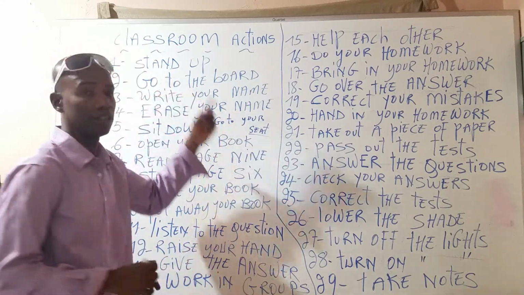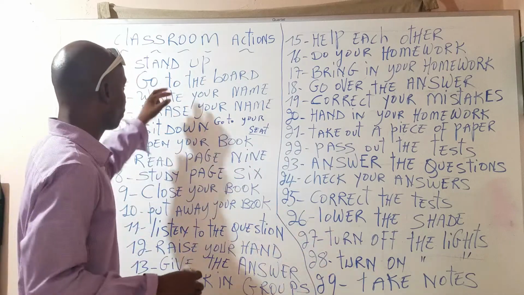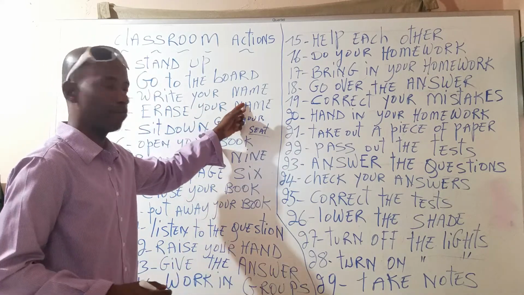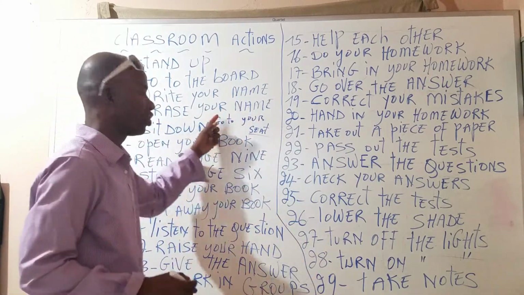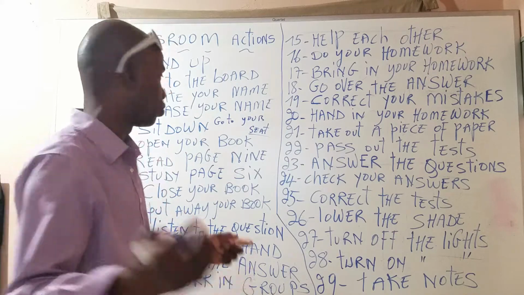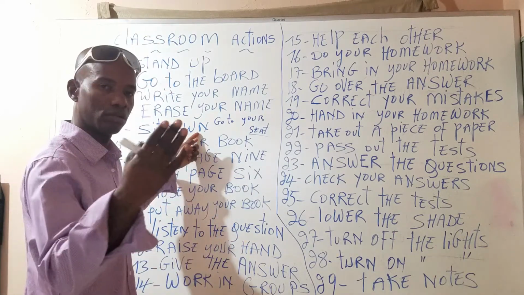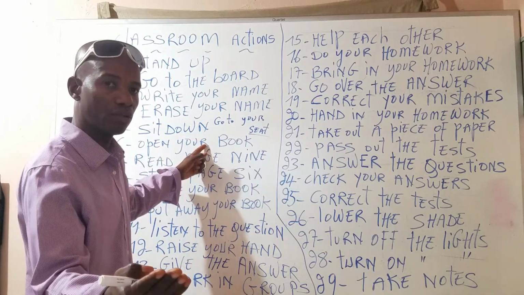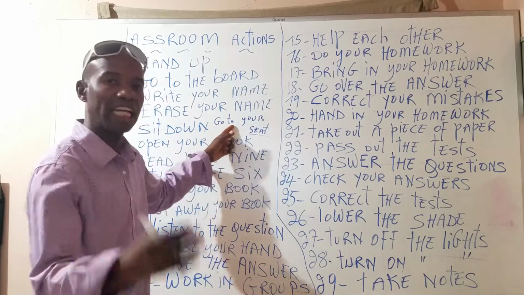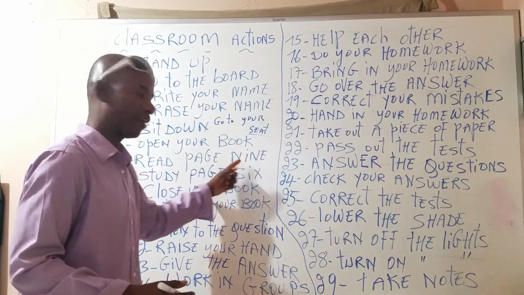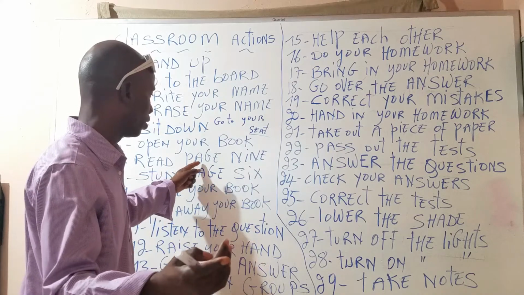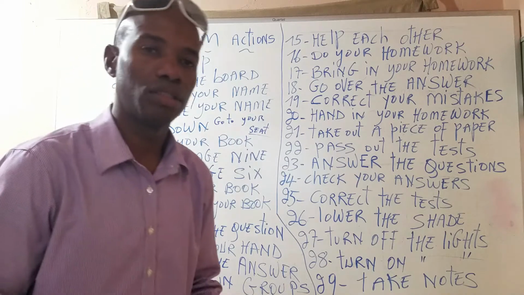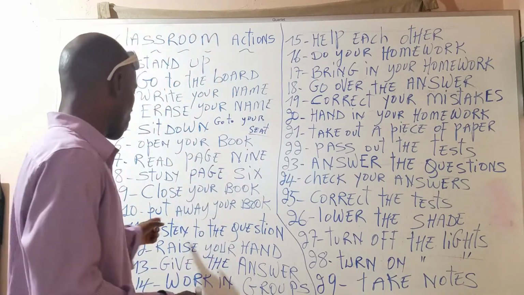let me explain that in French. Stand up, debout. Go to the board, allez au tableau. Write your name, écrivez votre nom. Erase your name, essuyez votre nom. Sit down, asseyez-vous. Open your book, ouvrez votre livre. Go to your seat, allez à votre place. Read your page 9, lisez votre page, lisez à la page 9. Study page 6, étudiez à la page 6. Put away a book.